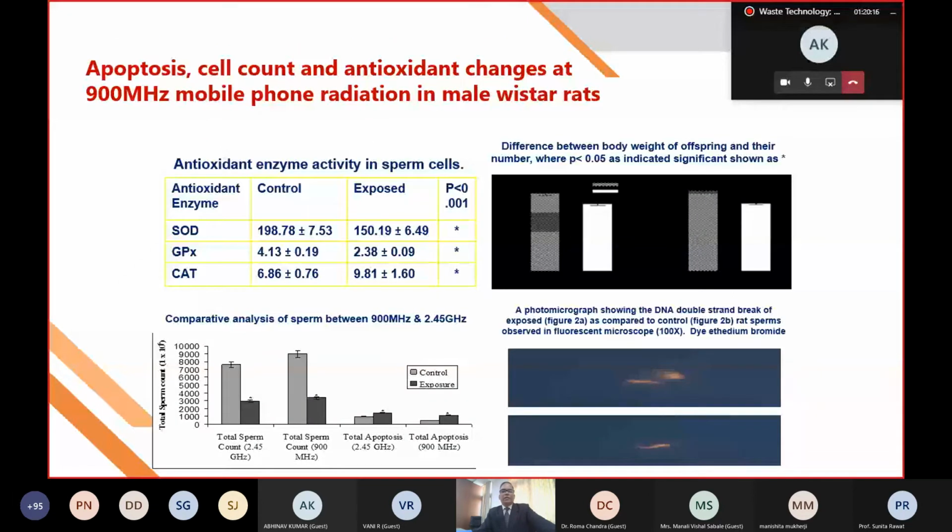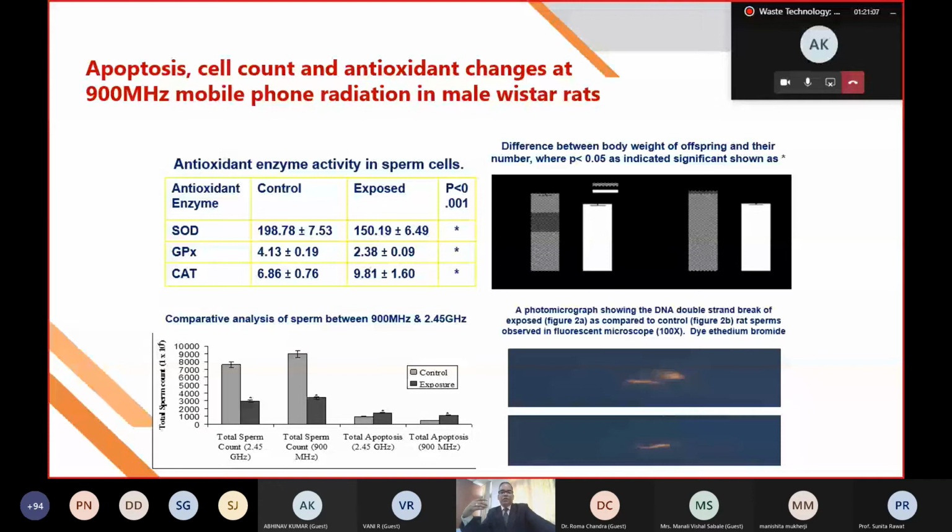So this is work done in our lab. Though I was not involved in this, my work was different, some of my lab mates did the work. Here you can see 900 megahertz mobile phone radiation on Wistar rats, and they have shown apoptosis, cell count, and antioxidant changes, meaning SOD, GPX, catalase, all the enzymatic activity have been changed. Total sperm count was reduced. There was a difference in body weight: they exposed the parent Wistar rats, male and female, and their offspring had less body weight.